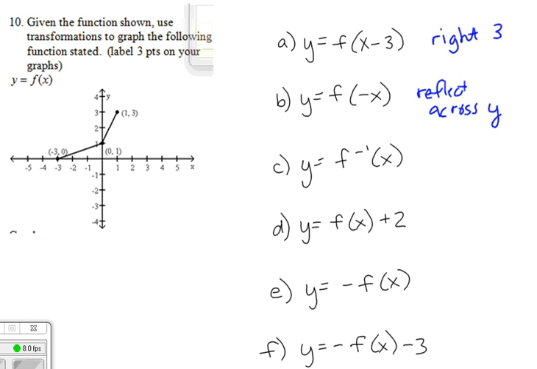Next, we have the inverse function of f. For the inverse function, we're going to interchange the x and y values. So 1, 3, I'll say interchange x's and y's.